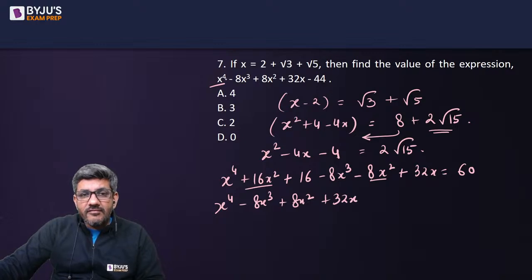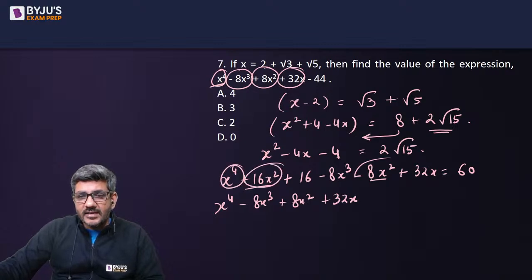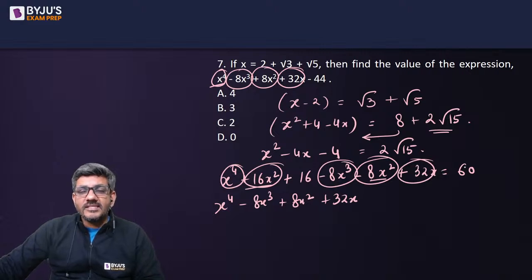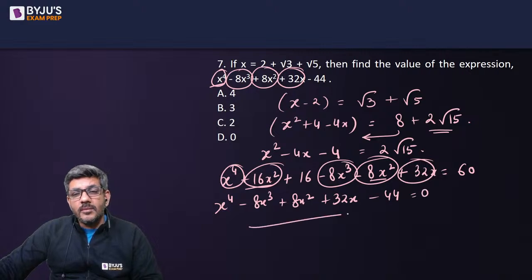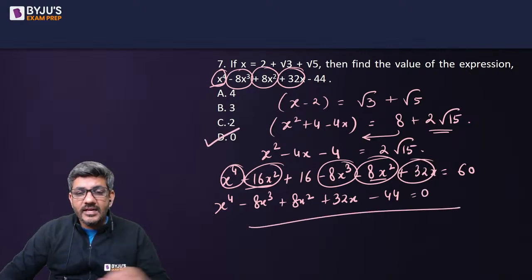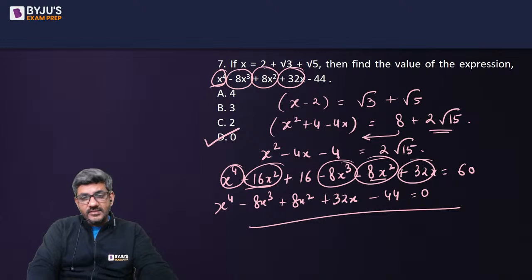So till now everything matches. x to the power 4 minus 8x cube plus 8x square plus 32x. So x to the power 4, 16 minus 8 is 8, 8x cube, 32x. So this whole plus 16 is equal to 60. Bring 60 over here, so it becomes minus 44, and this whole becomes 0. So yes, option D is equal to 0, which is the right answer.